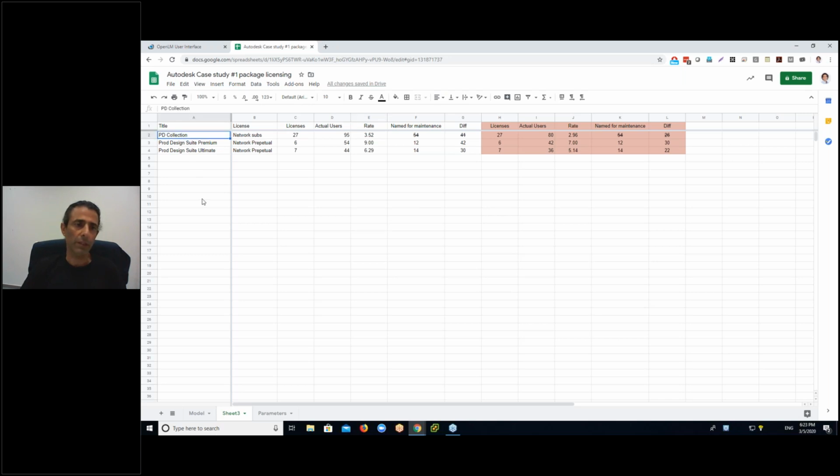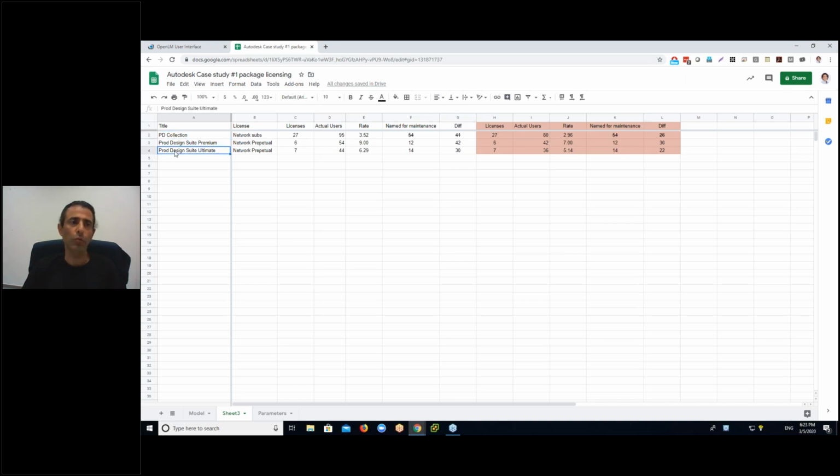So we have PD collection. This is the one that we said we can't do anything about. It's going to expire. This is just an example. But these 2, maybe we can do something about. We need to check. So PD collection is going to expire, but here we have 2 permanent perpetual licenses. This is network perpetual. These are the number of licenses, and these are the actual users.